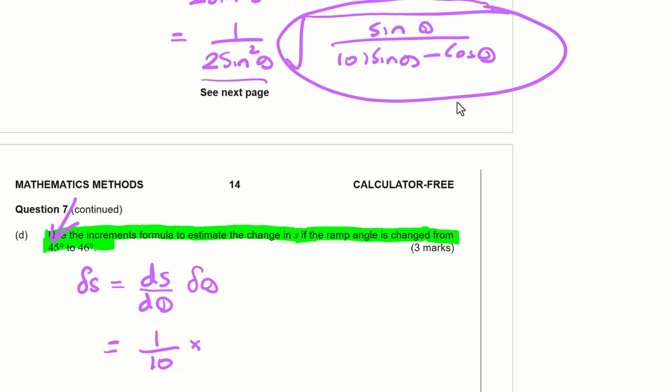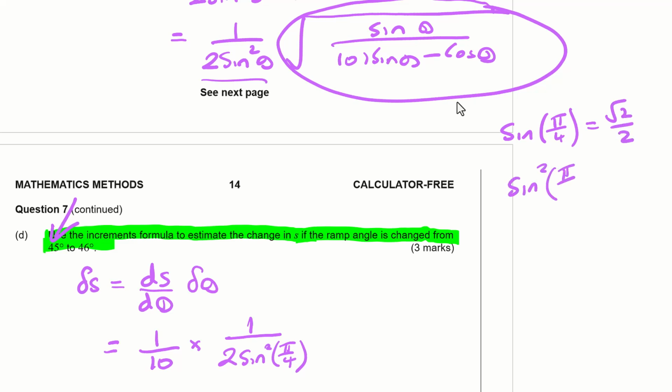Now, what about this bit? That's going to be 1 over 2 sine squared pi by 4. Now we know that sine of pi by 4 is root 2 on 2. So if we square that, we're going to get 2 on 4, which is a half. So that is 2 times a half, which is 1.